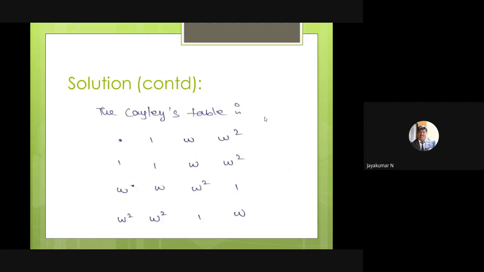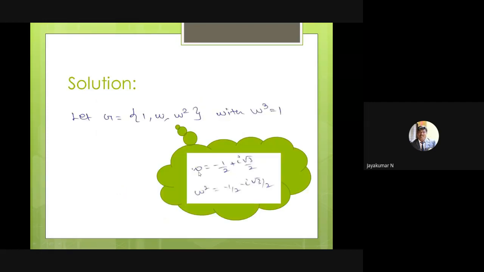So once you know that the given set is finite, go for the Cayley table. This is under multiplication, with elements 1, omega, omega square. You have to verify yourself whether omega into omega is omega square. This is a known problem, so directly I can say that omega into omega is omega square, and similarly omega into omega square. But you have to verify yourself whether omega into omega is equal to omega square or not.